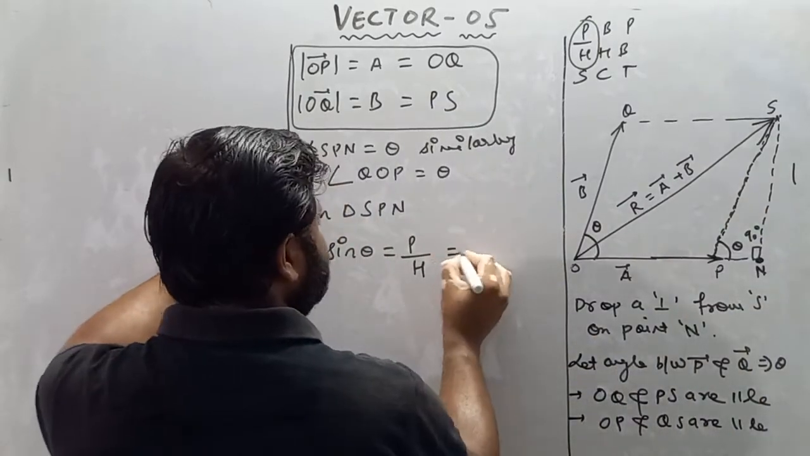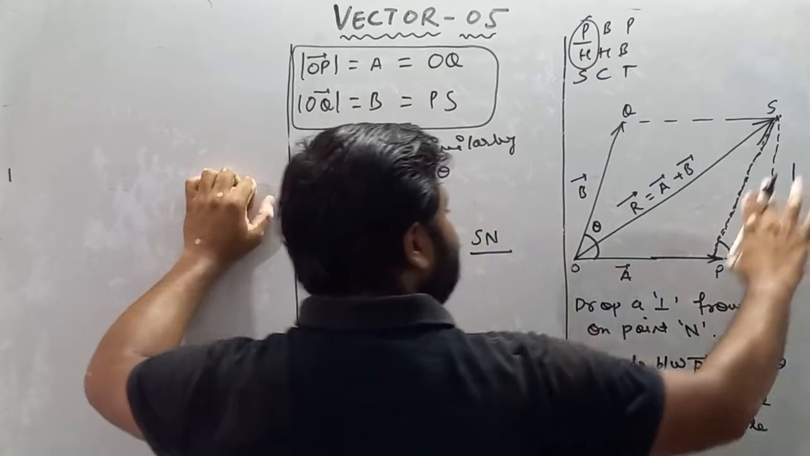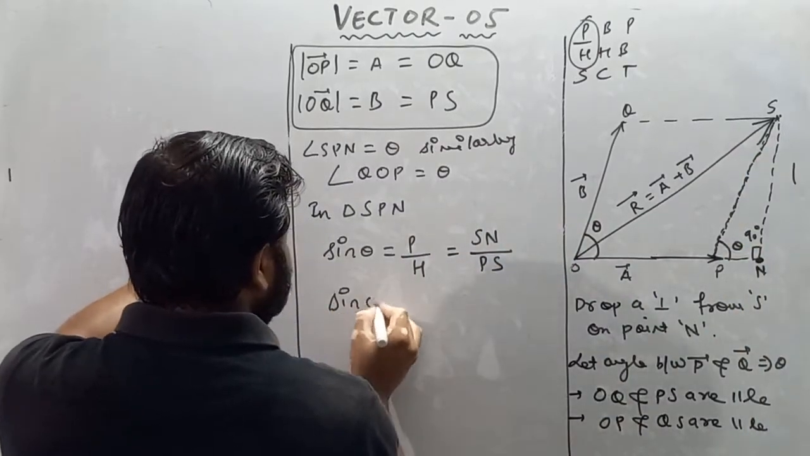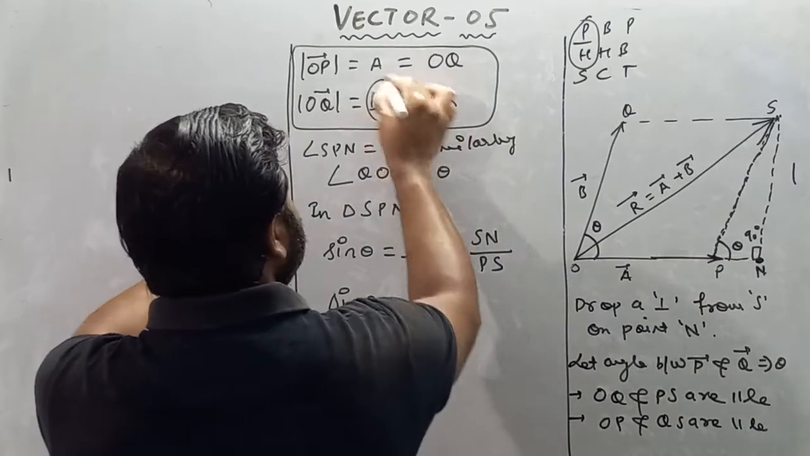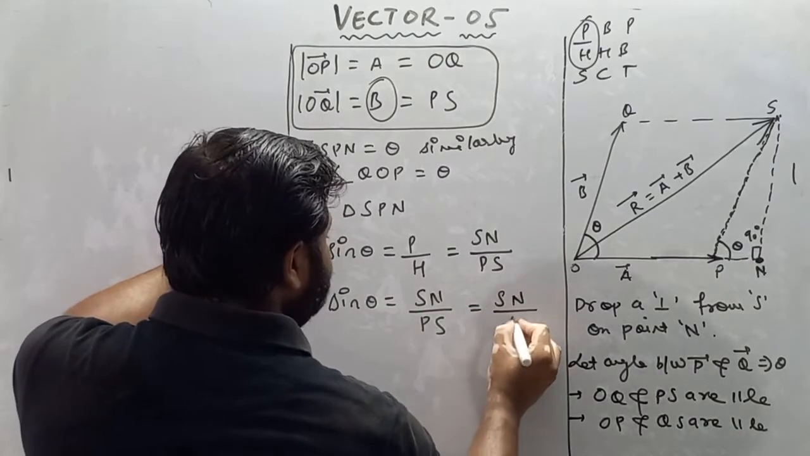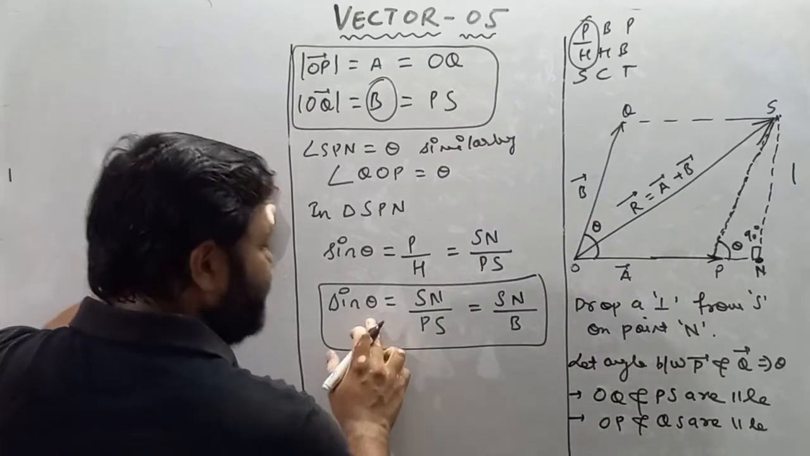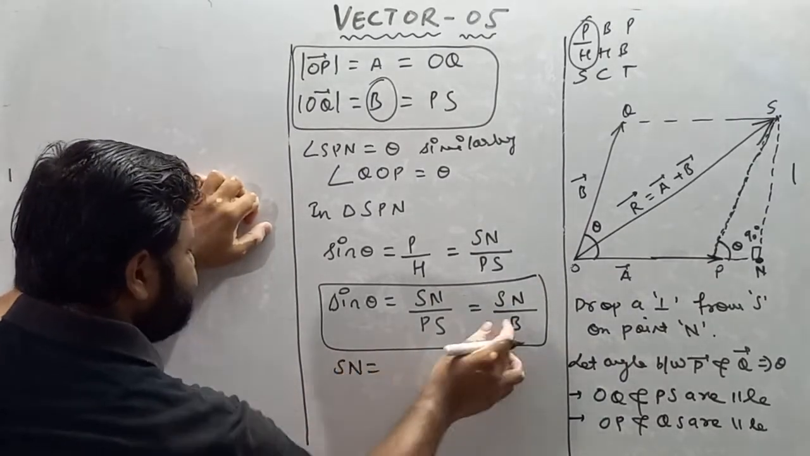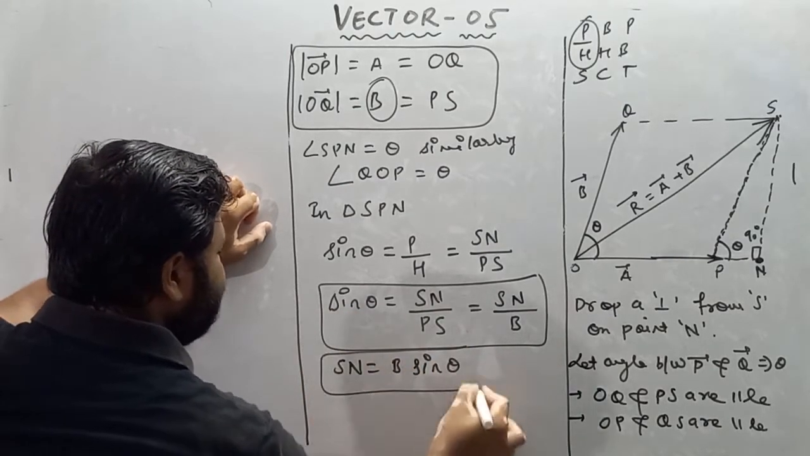Now see, we have triangle SPN, perpendicular upon hypotenuse. So perpendicular is, my dear student, SN, and hypotenuse is PS. So sin theta must be equal to SN by PS, and we know the value of PS is B. So I'll write here SN by B. This is the value of sin theta. From this equation, we'll find the value of SN. So SN is equal to, B comes this side, B sin theta.